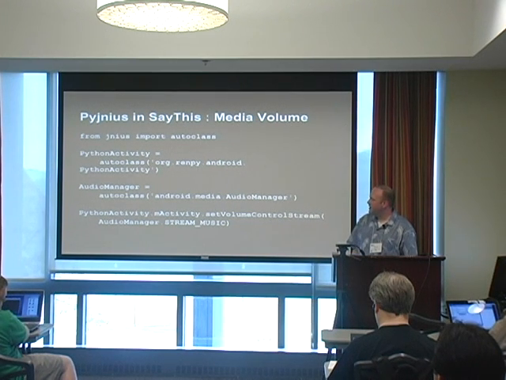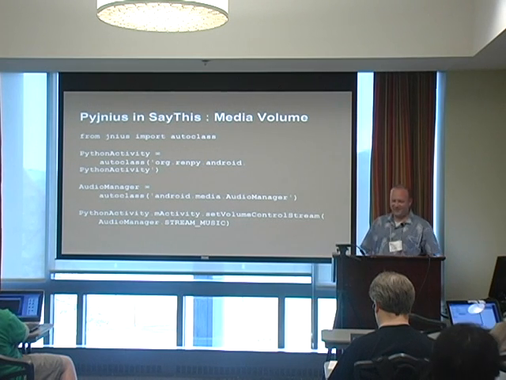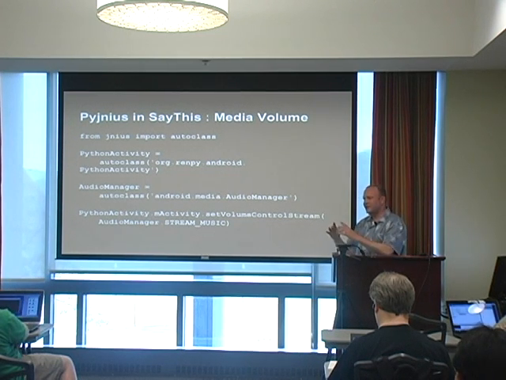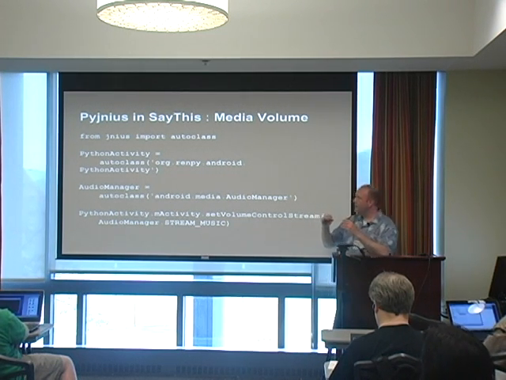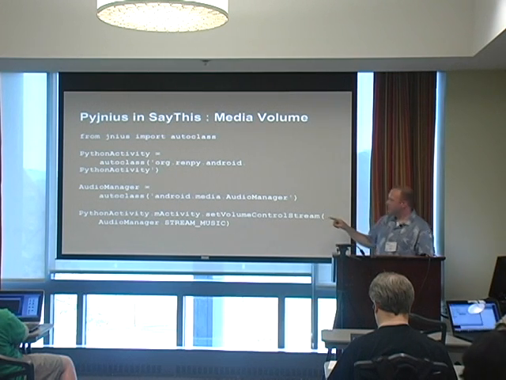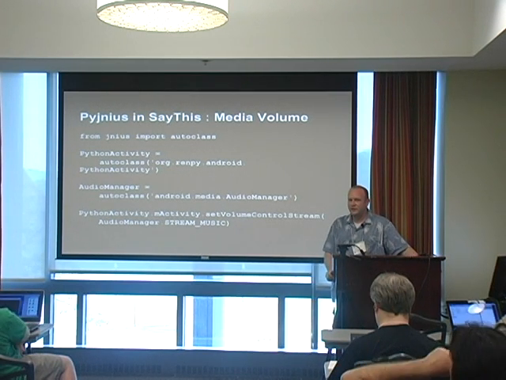I mean, it's kind of hard to explain. I guess in principle it's simple, right? You take your Java classes and you autoclass it, you wrap it, and then you can use it in Python. But actually figuring out how to do this, what classes you need and how to call them, can be difficult. You almost always have to go to the Android docs themselves.